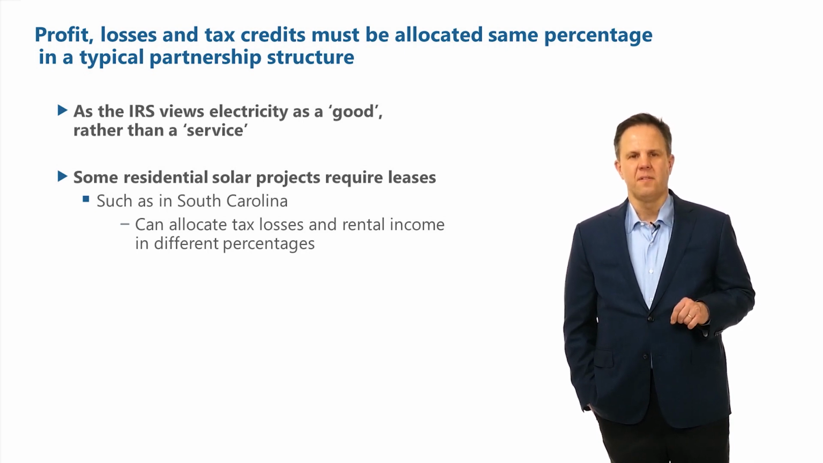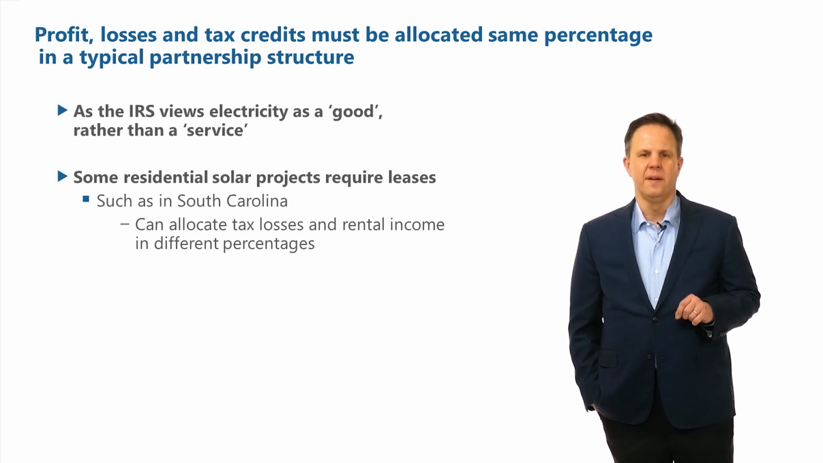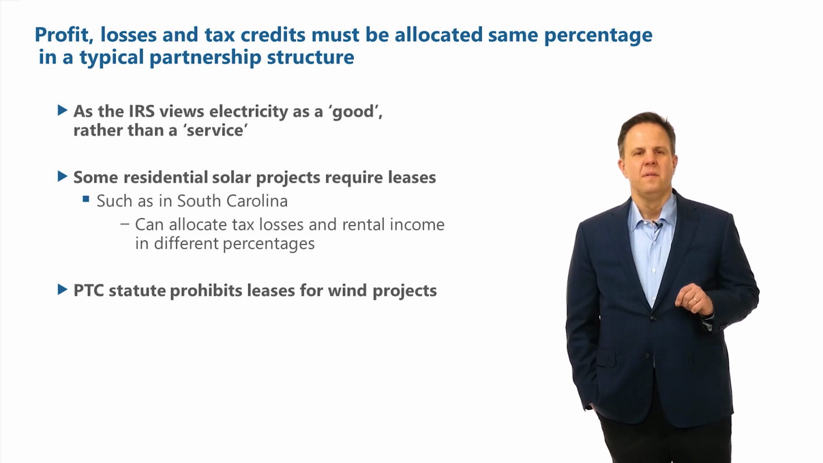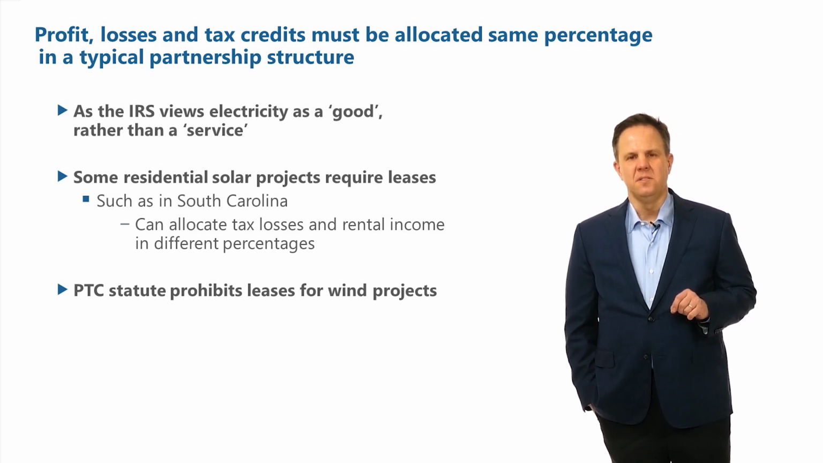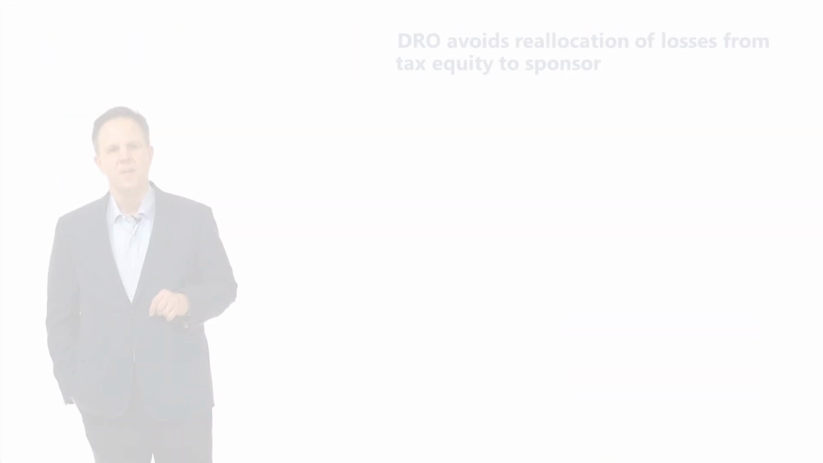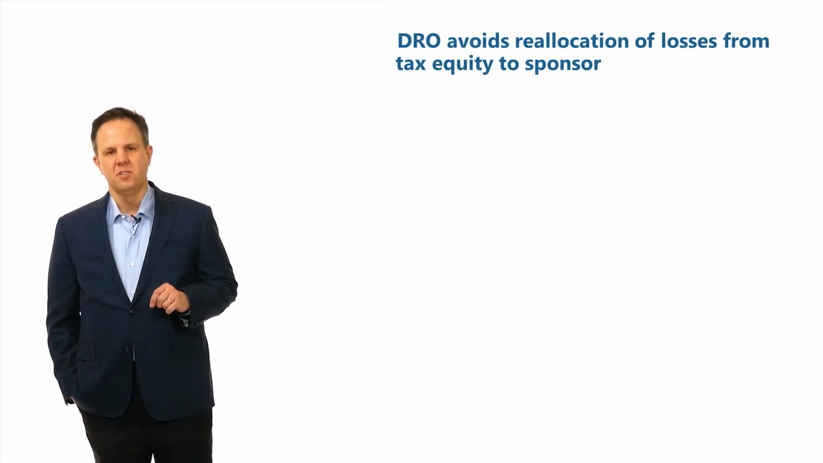When there is a lease, there is the option to allocate tax losses in one manner and rental income in another manner. Leases do not arise in PTC deals because the PTC statute prohibits leases for wind projects. The DRO avoids the reallocation of losses from the tax equity investor to the sponsor.